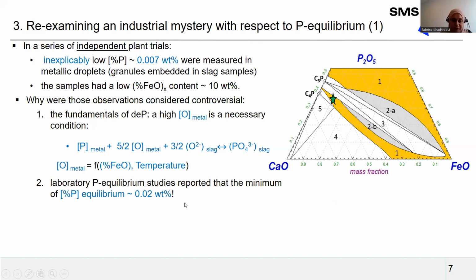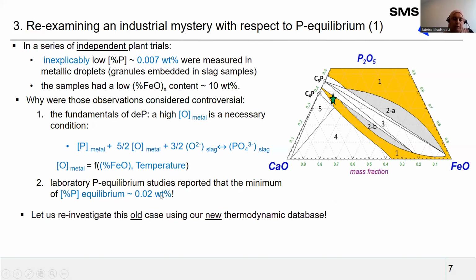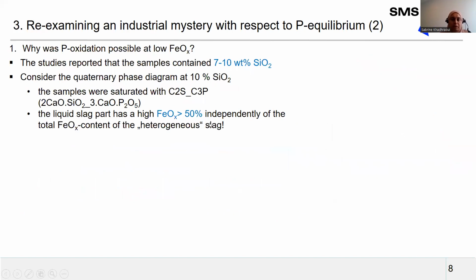So very strange. All right, so let us reinvestigate this old case, this old industrial mystery, using our new thermodynamic database. We had a closer look at those studies. Let's start with the question, why was phosphorus oxidation taking place at all at such a low FeO? The industrial studies reported that the samples had silica content in the range of 7 to 10 weight%.